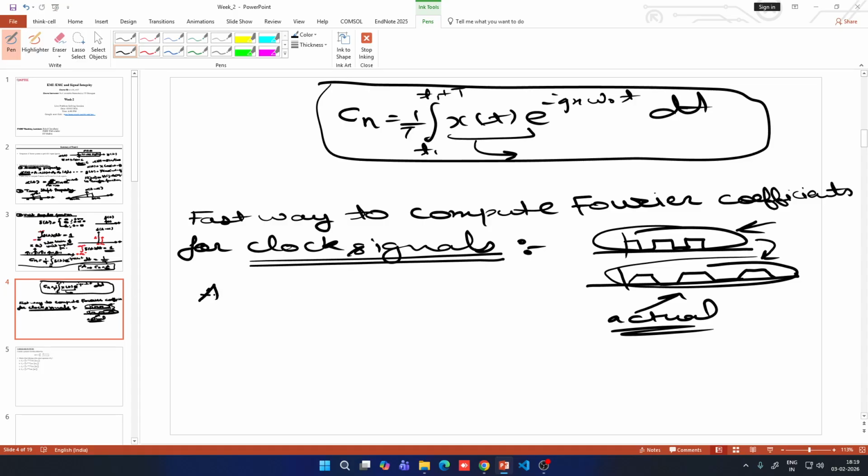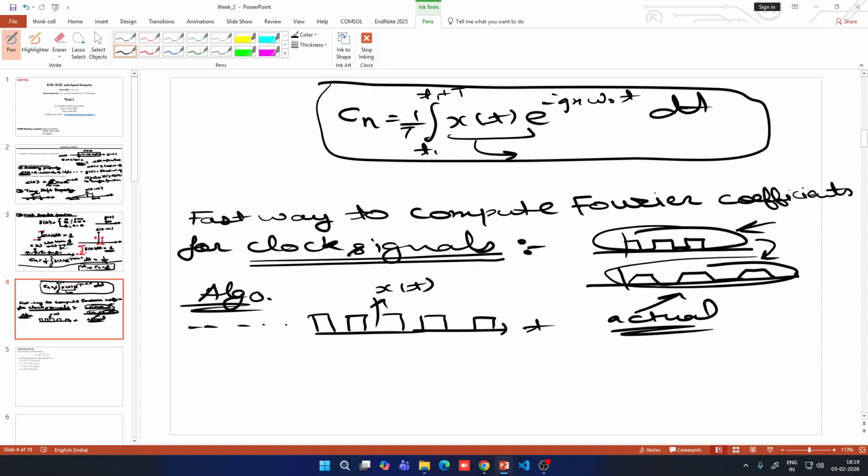He gave an algorithm: we have to repeatedly differentiate the waveform until a periodic pulse train comes, and then we have to check whether everything is an impulse train. Let's say we have this kind of pulse x of t and we want the Fourier coefficients for it. It's a periodic signal, so it's repeating.